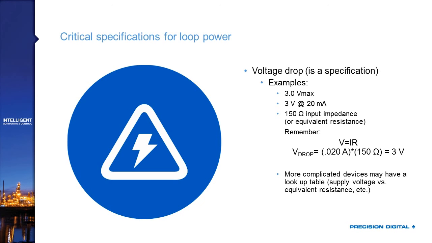Now, more complicated devices may have things like lookup tables or charts, but in the end, the question you've got to answer is the same. At 20 milliamps, how much voltage do I need to account for that this device is going to drop in the loop?